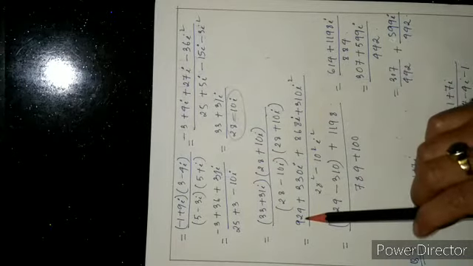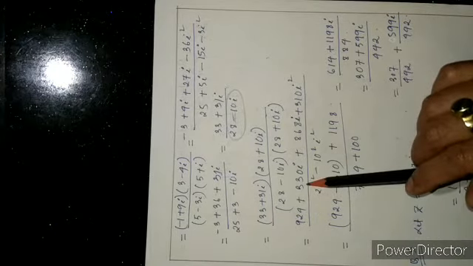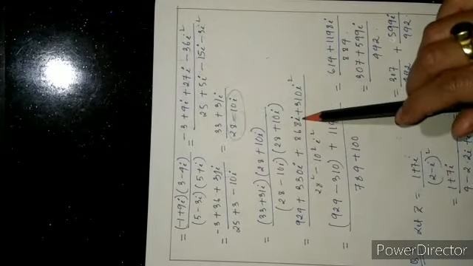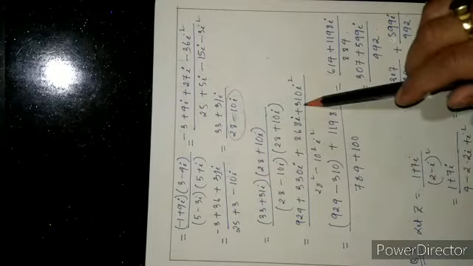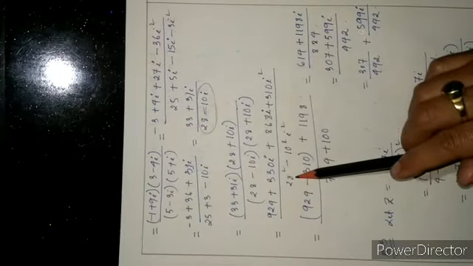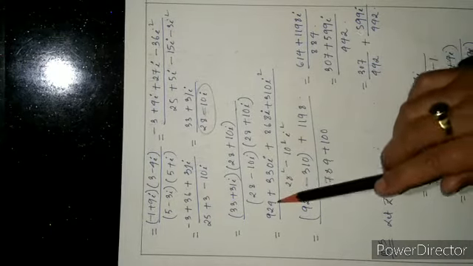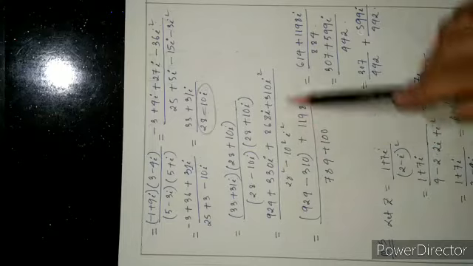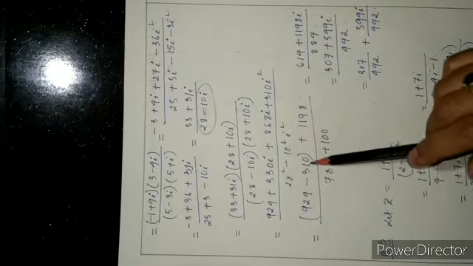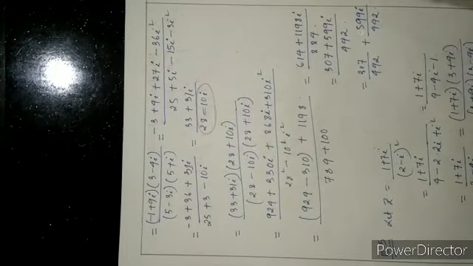33 into 28 is 924. 33 into 10i is 330i. 31i into 28 is 868i. 31i into 10i is 310 i square. Then for the denominator, 28 square minus 10 square i square. Then separate real part and imaginary part by putting i square is equal to minus 1. 924 minus 310, and the sum of these two numbers is equal to 1198.